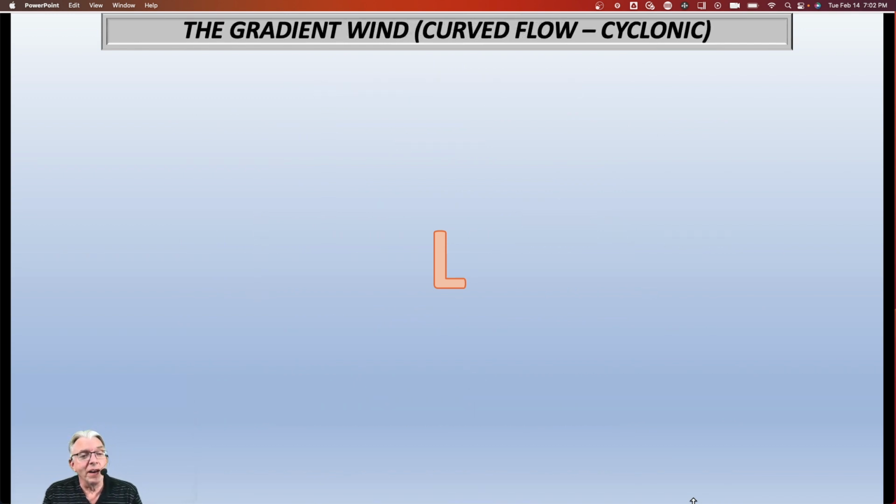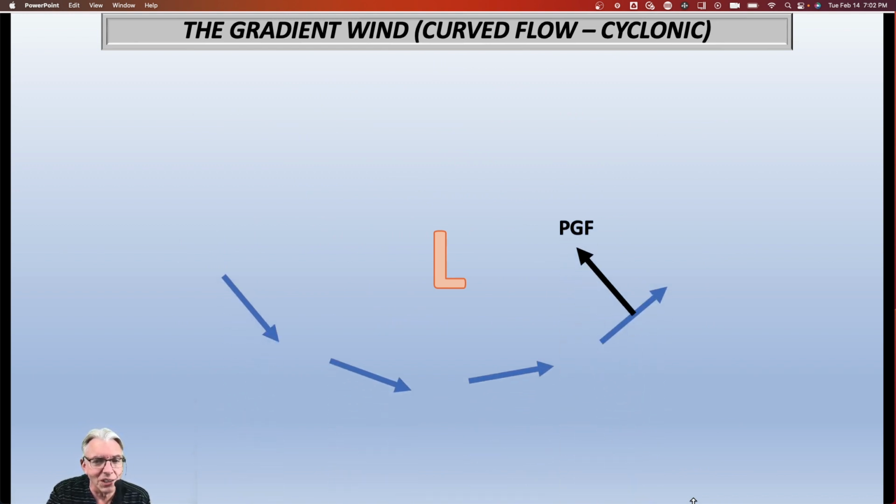Now, we also have something called the gradient wind, which is associated with curved flow, okay? Now, we're first going to talk about the flow being curved in a cyclonic manner. So the air is going around a low pressure area like this, okay? And so it's curved in what we call a cyclonic manner.